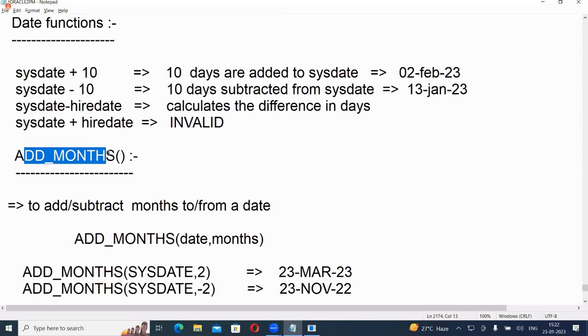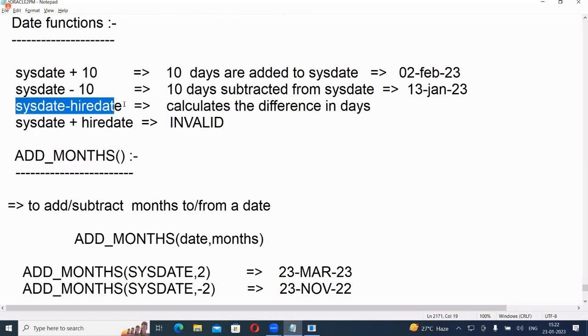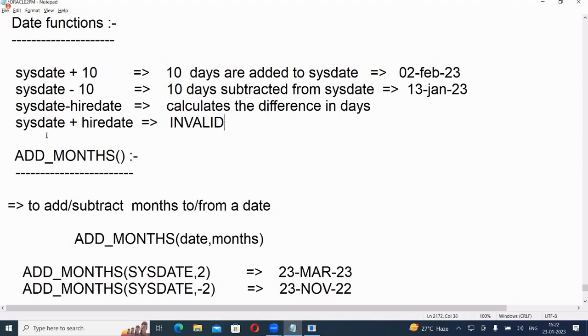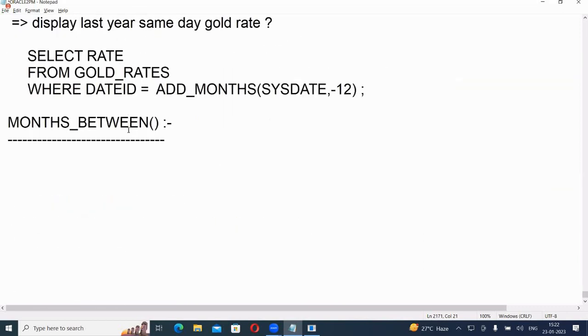Once again, what is the difference between two dates? System date minus hire date gives the difference in days. By default, it calculates the difference between two dates in days. But if I want the difference in months, then use what? Months between.